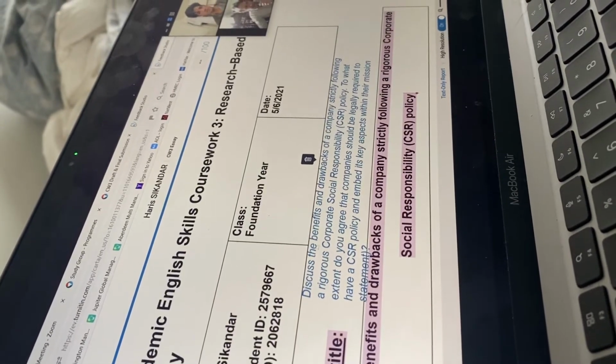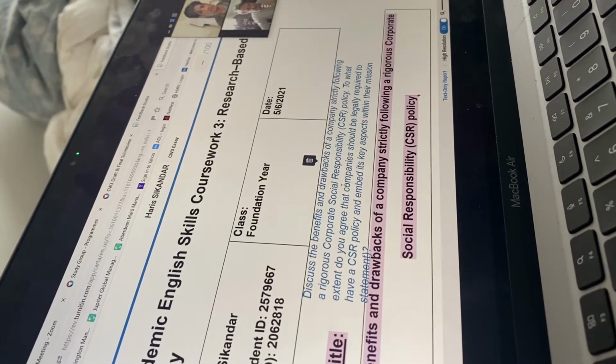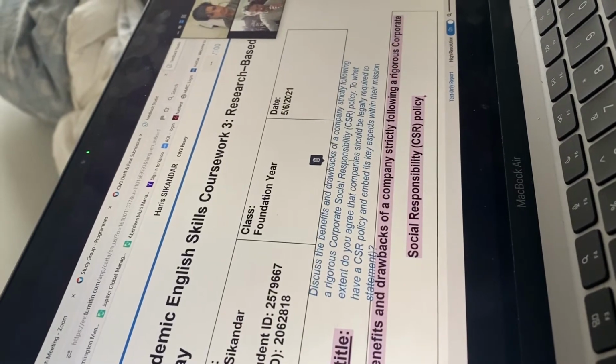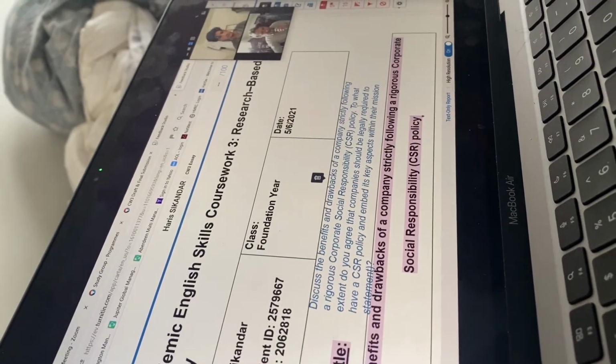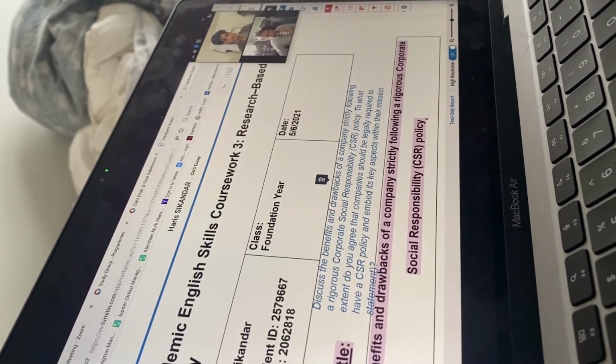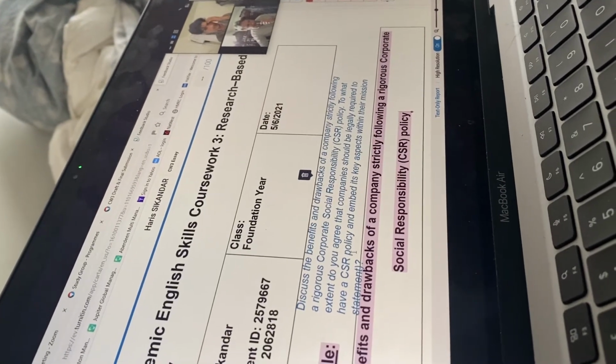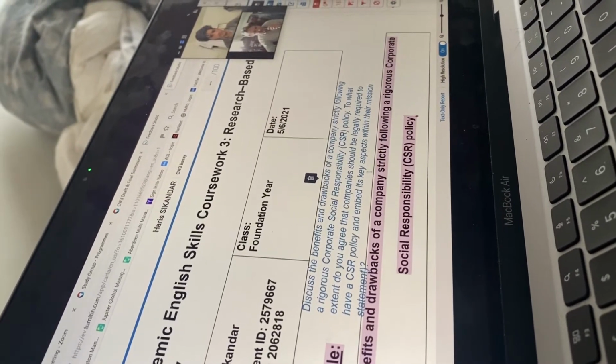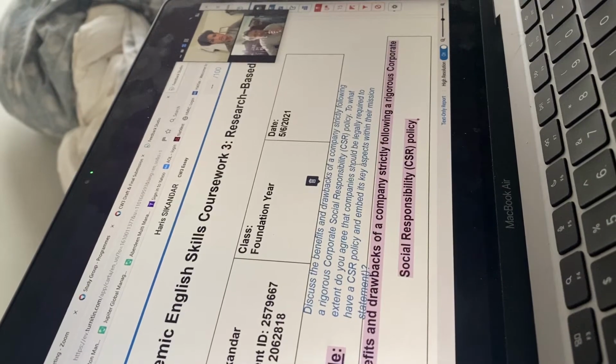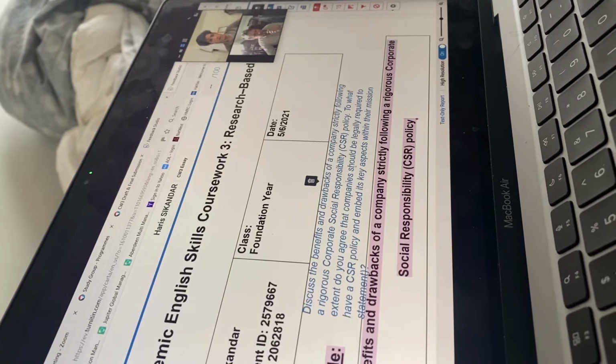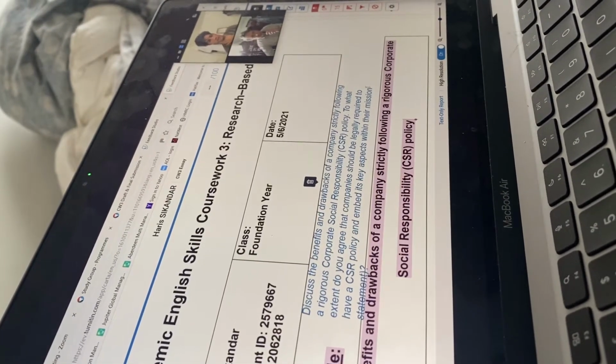You've got benefits and drawbacks of corporate social responsibility. And then the third part: to what extent do you agree that companies should be legally required to have CSR? That's the third part, which you didn't cover. You should put the whole title.